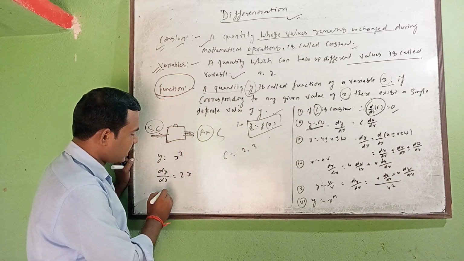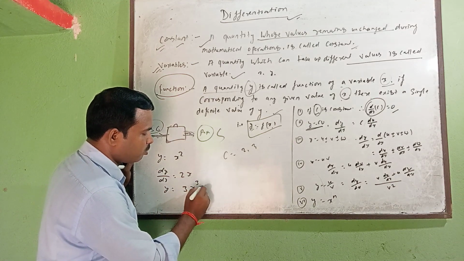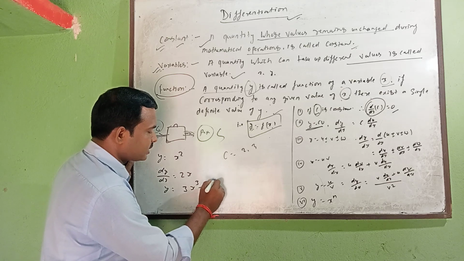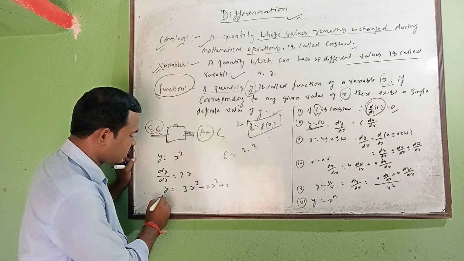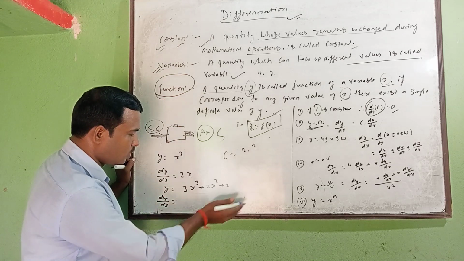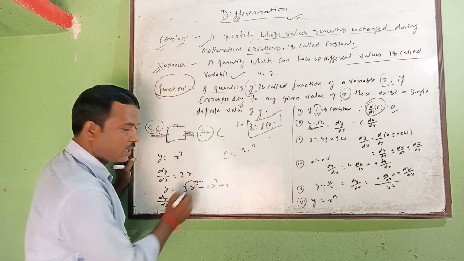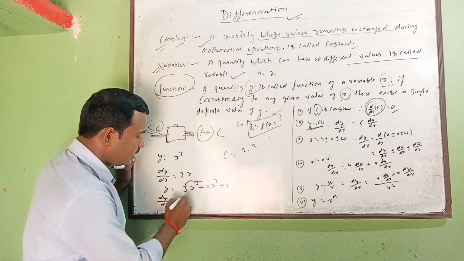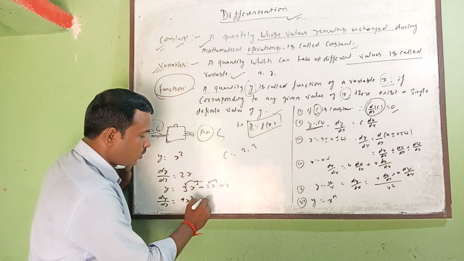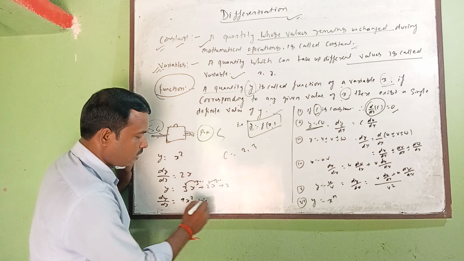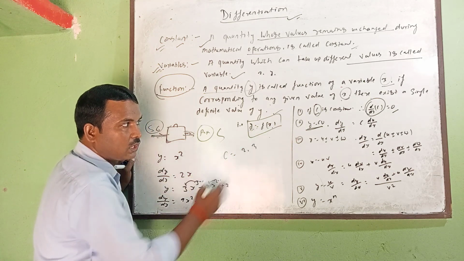Suppose you have y equal to 3x to the power 3 plus 2x square plus 2. Find dy by dx. You will write dy by dx equal to, multiply by this power and subtract 1. So 3 3s are 9x square, plus 2 2s are 4 and minus 1, so 4x, and you know the constant, what is the value of dy by dx?